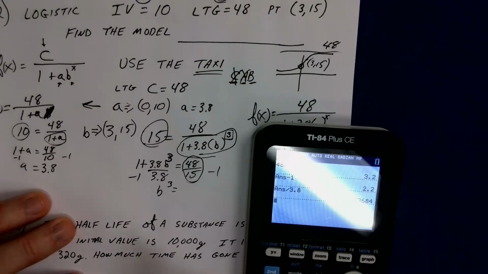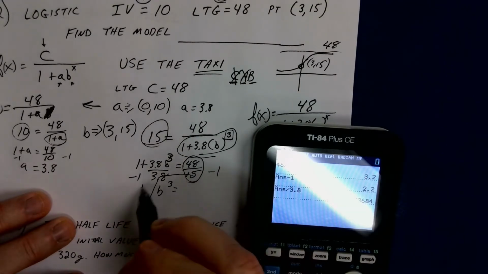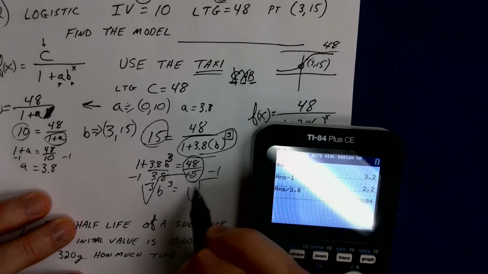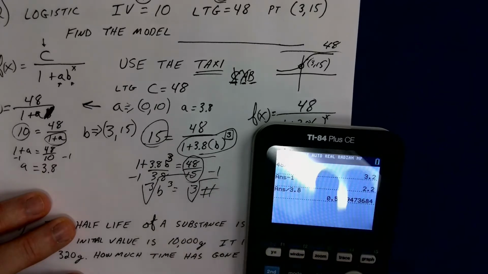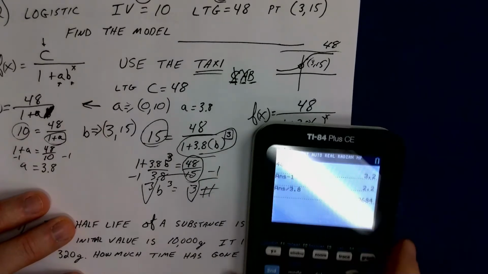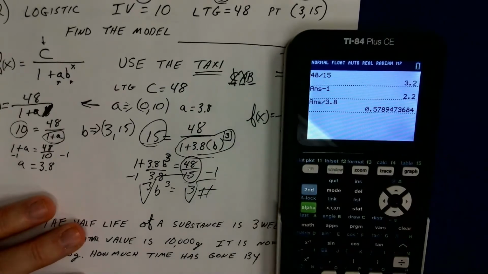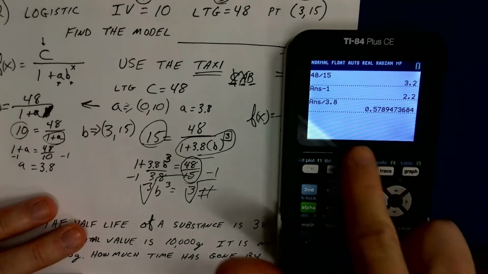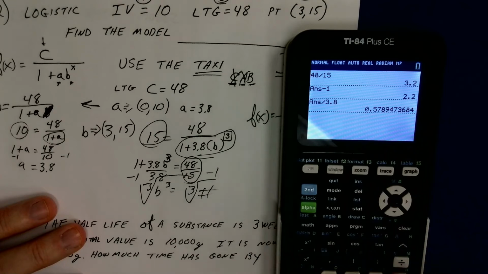number. So how do I get rid of a cube? Well, hopefully you go, well, I cube root it. The cube root of whatever that number was on my calculator, and you can see it's, oh, no, you can't see it. Sorry, there's a glare. I just looked at my screen. 0.5789, so I need to cube root that.